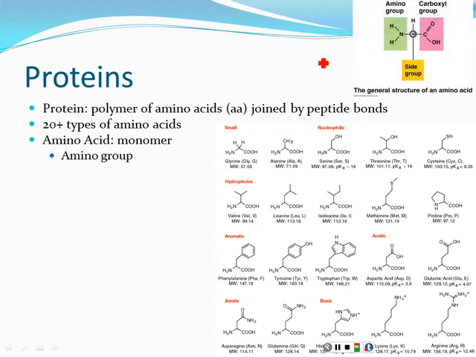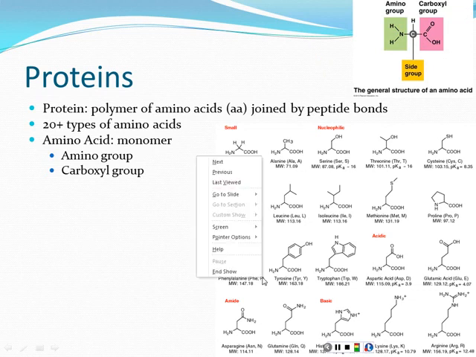The amino acid is the monomer. We have an amino group, as shown over here. It's the one with the nitrogen. Okay, and then we have a carboxyl group, which is shown in the pink side here. So this is the C double bonded with O and C with the hydroxyl group. And it's always bound with a hydrogen as well.